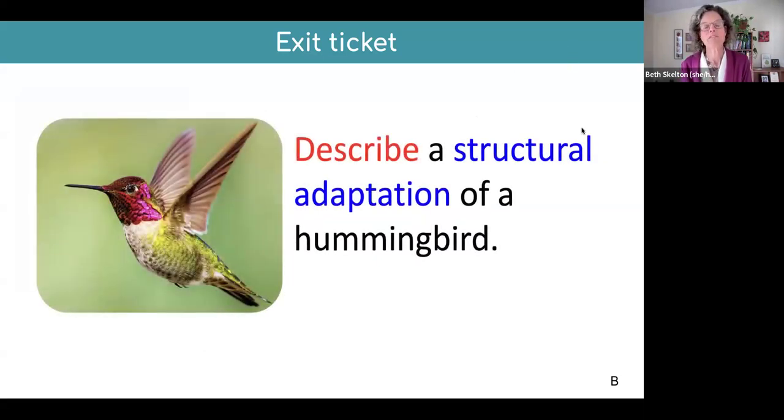So this is an example of an exit ticket that came out of work that I've done with different schools, a lot of late elementary, early middle school, doing something about structural and behavioral adaptations of animals. And so in this particular lesson, the exit ticket for one lesson in their whole unit about structural and behavioral adaptations was to describe a structural adaptation of a hummingbird. So they were practicing along the way in this unit.